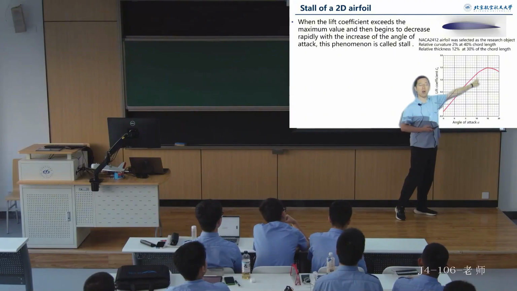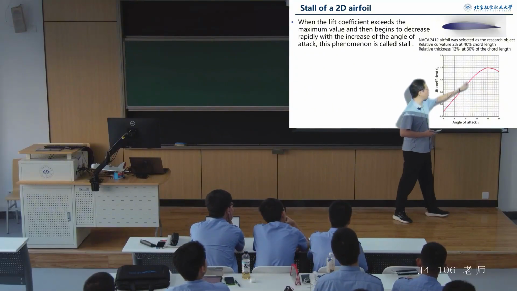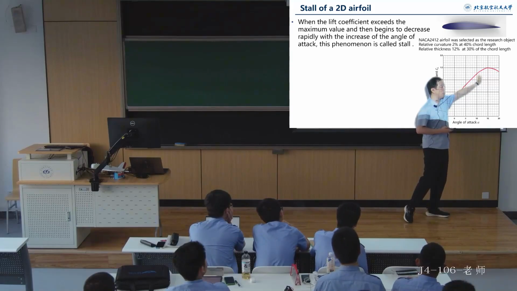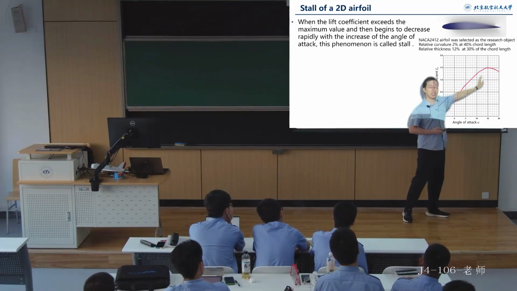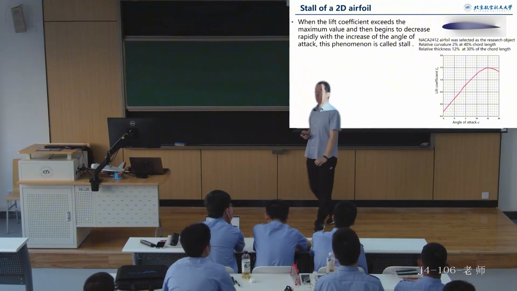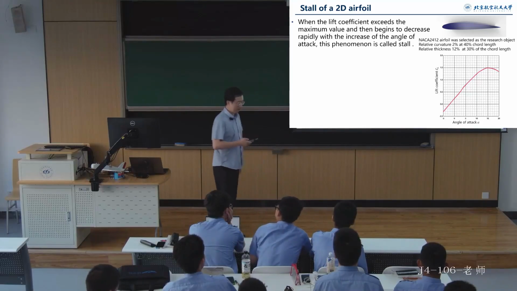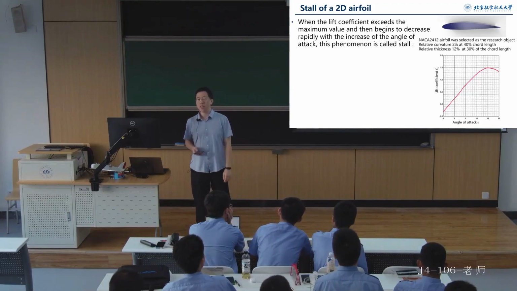Then, as the angle of attack further increases, what happens to the lift coefficient? You can see that it doesn't increase, but rather decreases, right? At this point, as the angle of attack increases, the phenomenon where the lift coefficient doesn't increase, but instead decreases, is crucial for pilot safety. This is known as the stall phenomenon. In English, it is represented by stall.